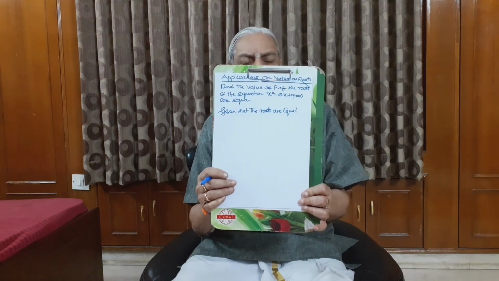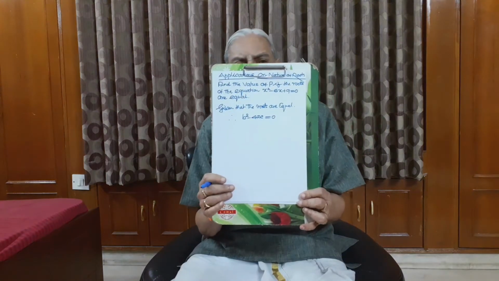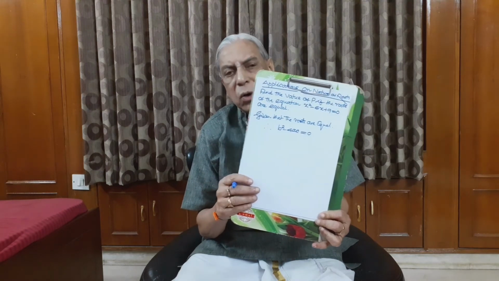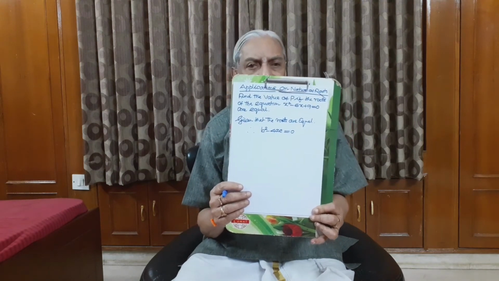Because the roots are equal, what is the condition? If the roots are equal, then, or therefore, write it. Therefore b squared minus 4ac is equal to 0. Am I right? Given that the roots are equal, therefore b square minus 4ac is equal to 0. Right. I have to analyze a, b, c.